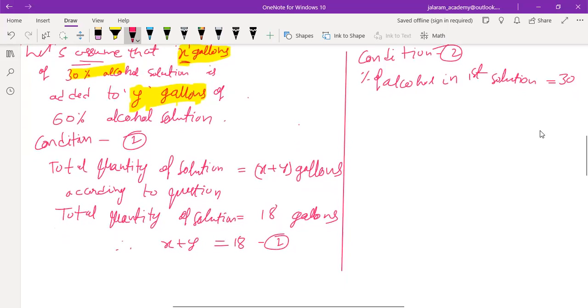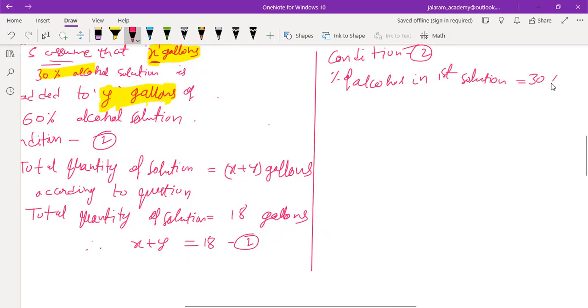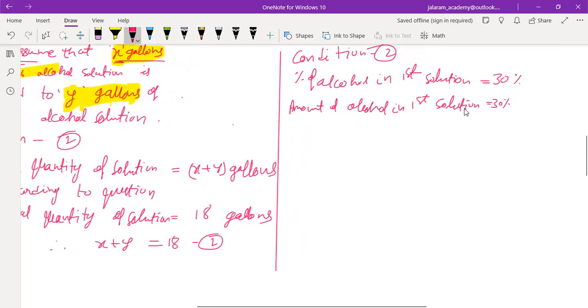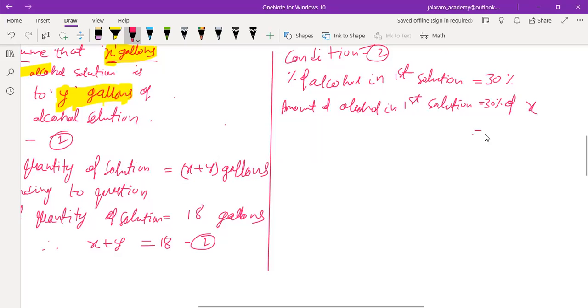Percentage of alcohol in the first type of solution is 30%. So we write the amount of alcohol in the first solution. What should the quantity be? It must be 30% of its quantity, and we have taken x liters of the first type. So 30% of x, that is 30 by 100 into x, that is 30x by 100 gallons of alcohol.